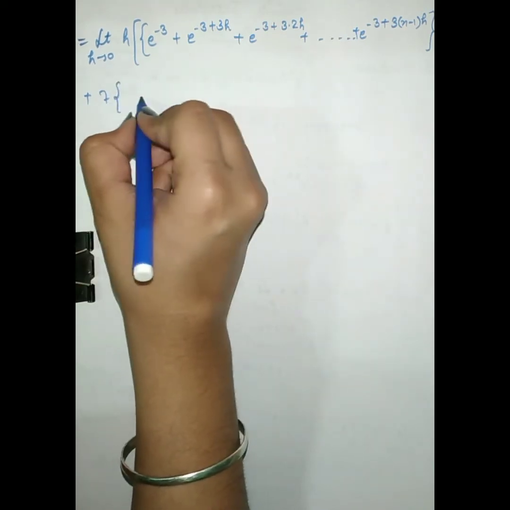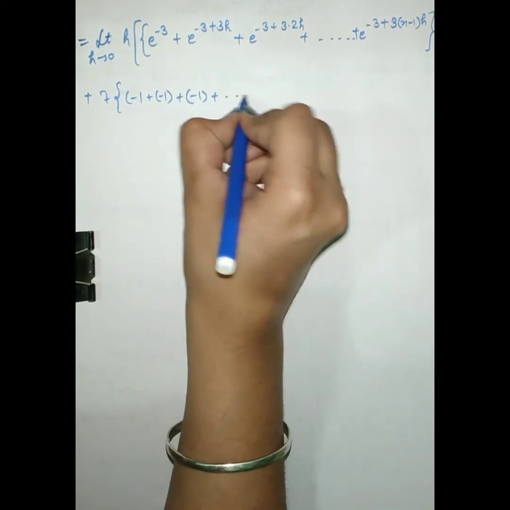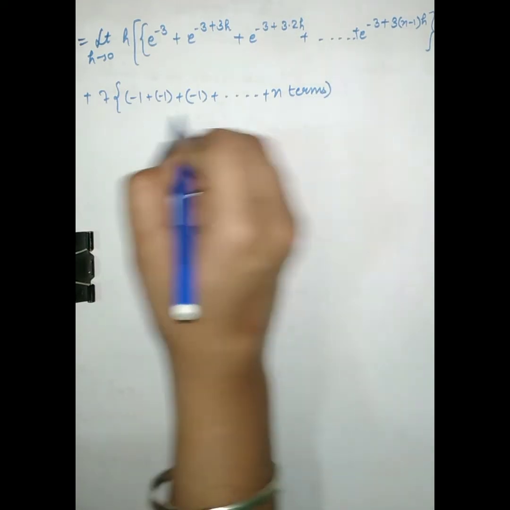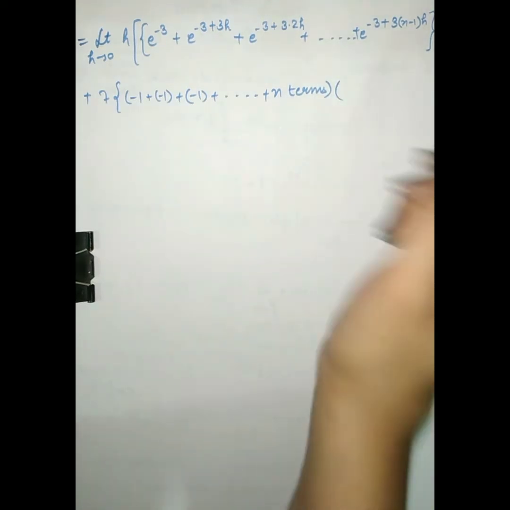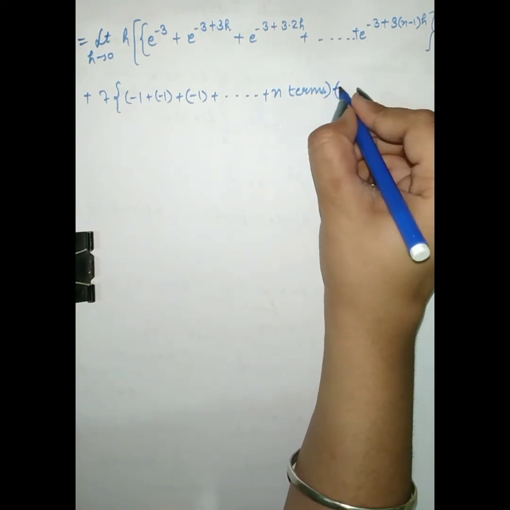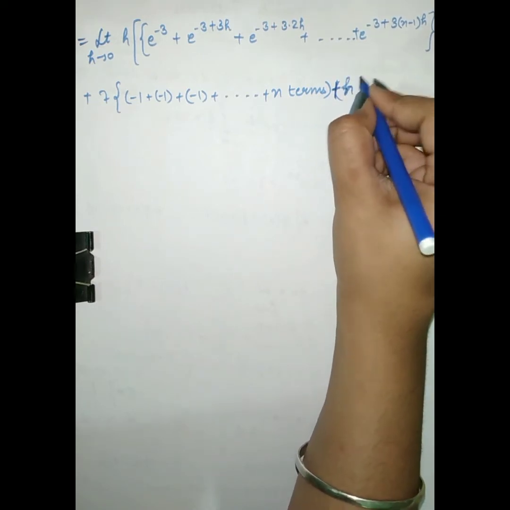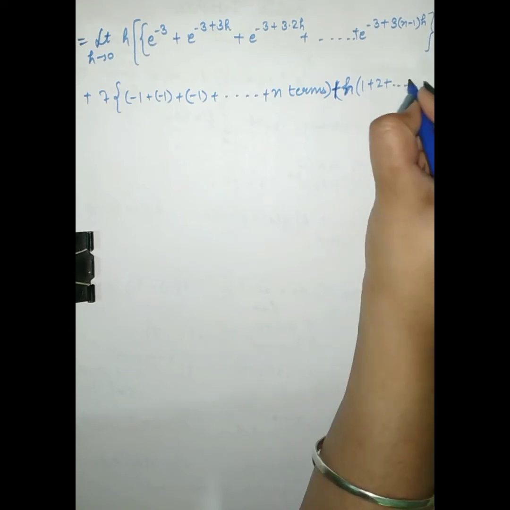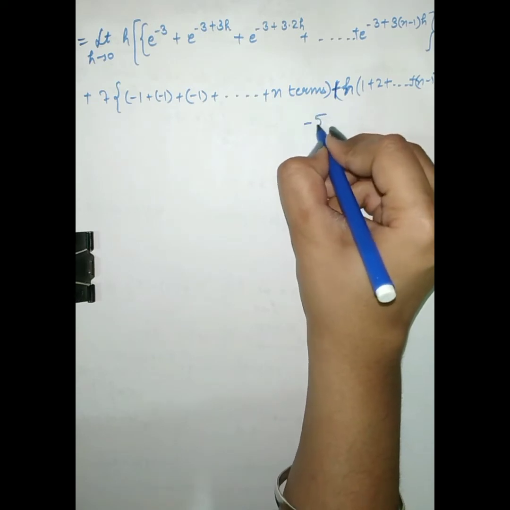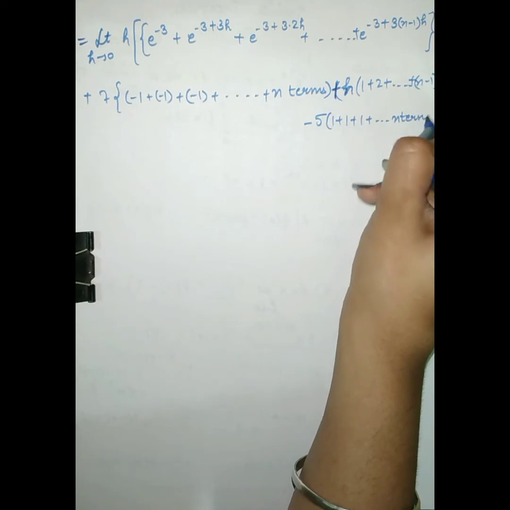and the term will be written as minus 1 plus minus 1 plus minus 1 plus up to n terms into, if from the terms of h we take h common, then we get plus n into h into 1 plus 2 plus up to n minus 1 terms, minus of 5 into 1 plus 1 plus 1 up to n terms. We get all over this term.